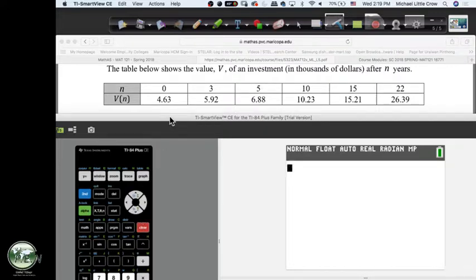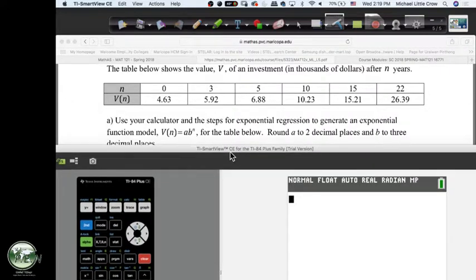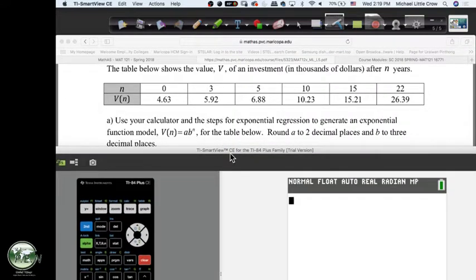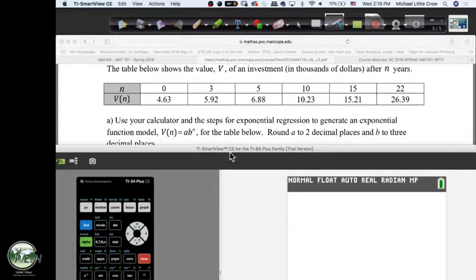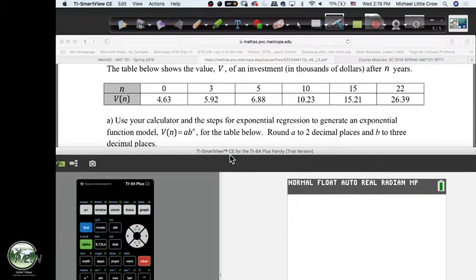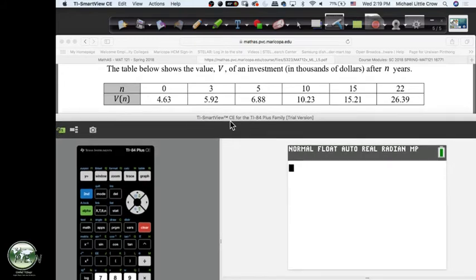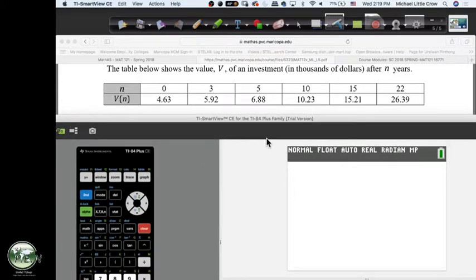The screen. So what we're asked to do is, here's our data, and we're told that this is exponential. I know I'm kind of hiding part of it. Use your calculator and steps for exponential regression to generate an exponential function model for the table below. It looks like the table's above, but we'll forgive them for that. Round A to 2 decimal places and B to 3 decimal places. So there will be one question on the test that'll have you go through exponential regression.